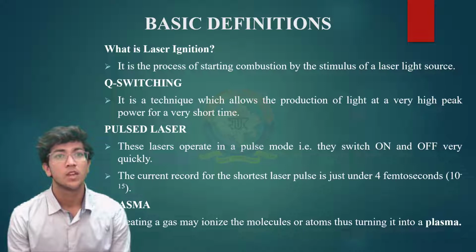Pulse laser. Pulse lasers operate in a pulse mode, that is, they switch on and off very quickly. The current record for the shortest laser pulse is just under 4 femtoseconds. Plasma. Heating a gas may ionize the molecules or atoms, thus turning it into a plasma.